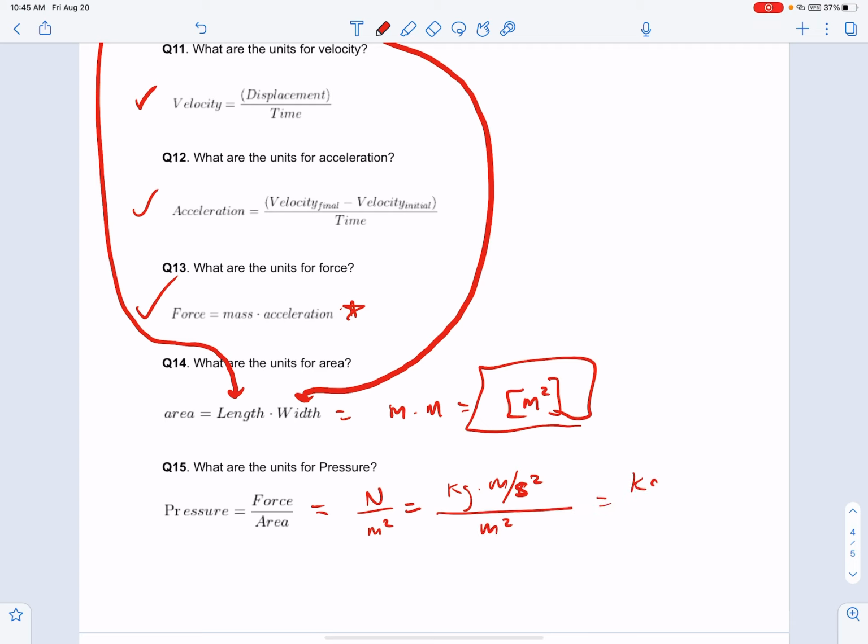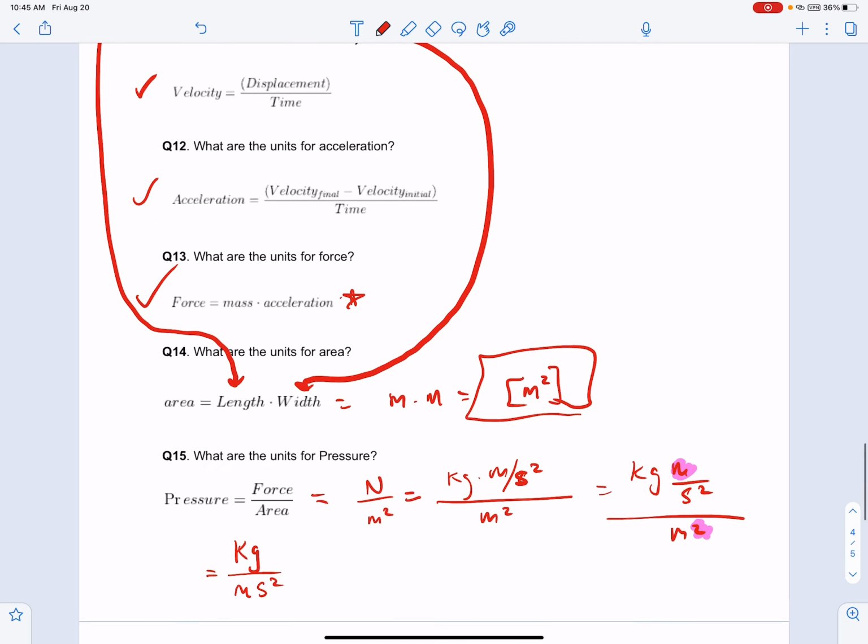Let's write it out a little bit better. Kilograms meters over second squared divided by meters squared. In this case, this meter is going to cancel with one of these. So we're left with kilograms over meters times second squared. All right, and that's it.